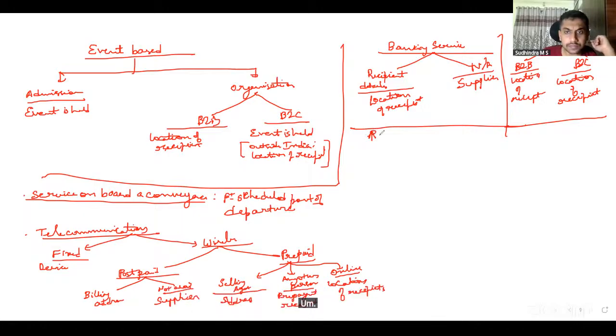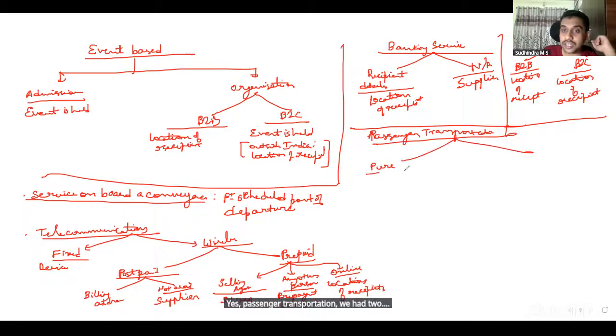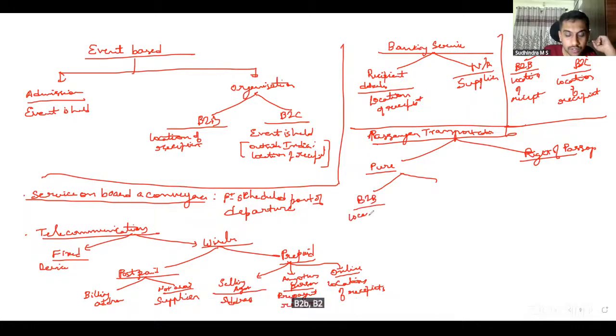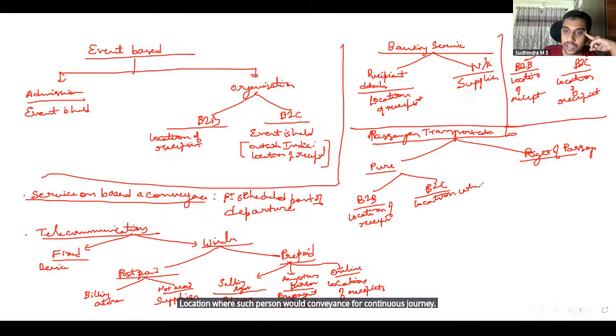Then we discussed about passenger transportation. Did we? Yes, sir. Yes, passenger transportation. We had two: pure passenger transportation and rite of passage. In case of pure passenger transportation, B2B, B2C. B2B, location of recipient. B2C, location where such person boards the conveyance for continuous journey.